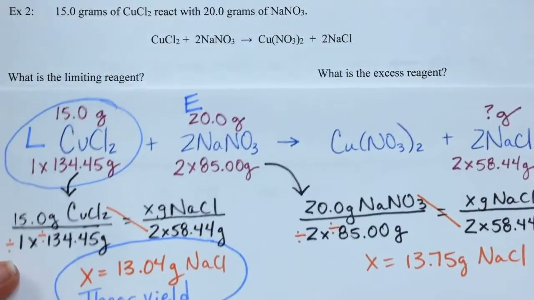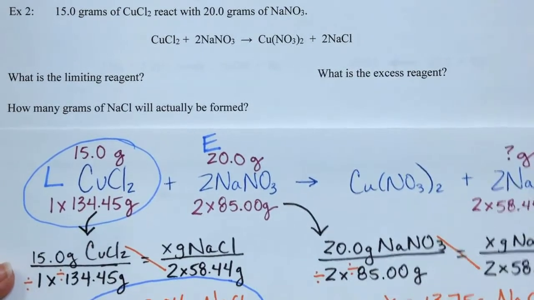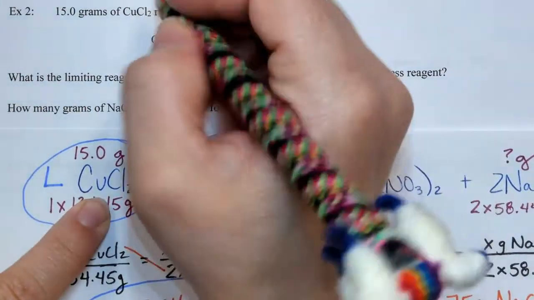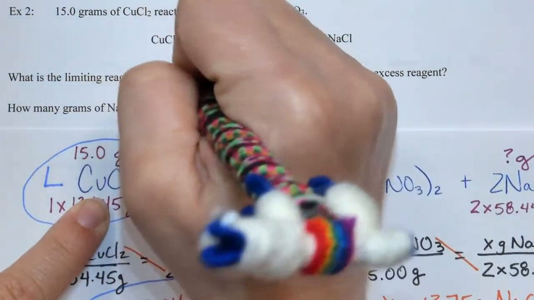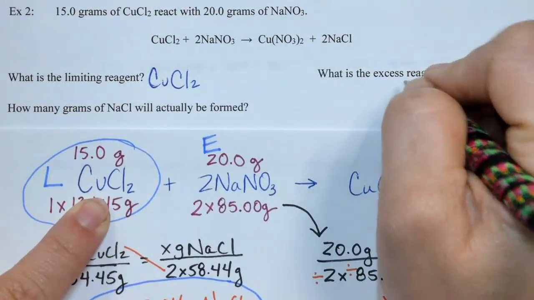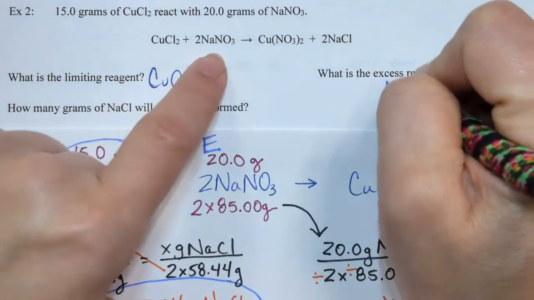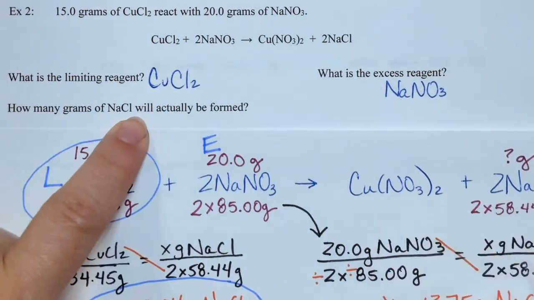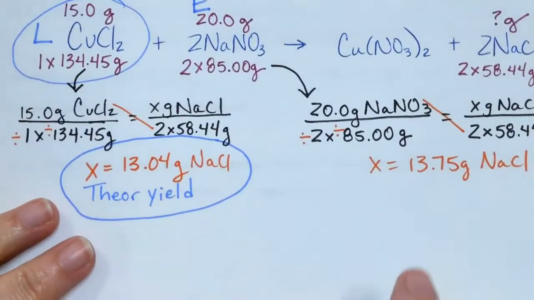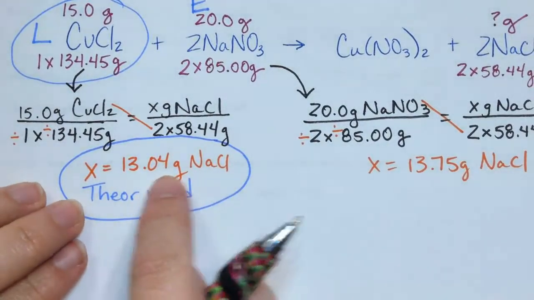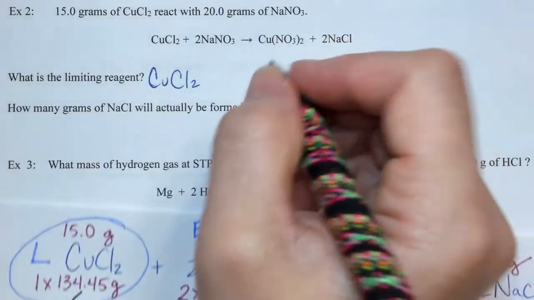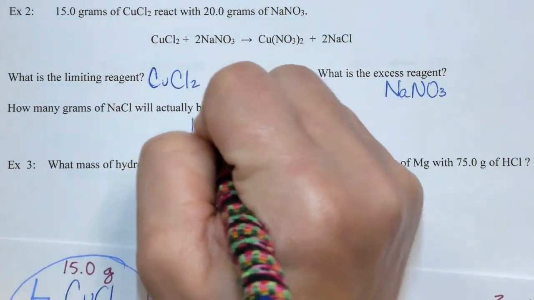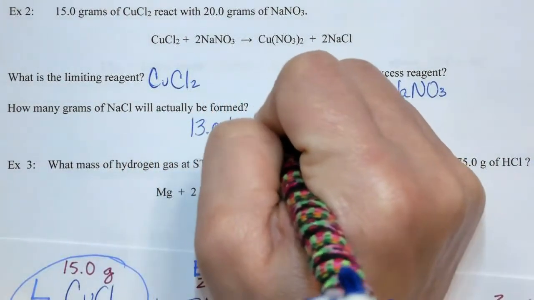So to answer the questions above, what is the limiting reagent? And we determined that it is the copper 2 chloride. That means that the excess reagent must be the sodium nitrate. And then how many grams of NaCl will be formed? And of the two answers that we got, the smaller one is the correct one, 13.04 grams of NaCl.